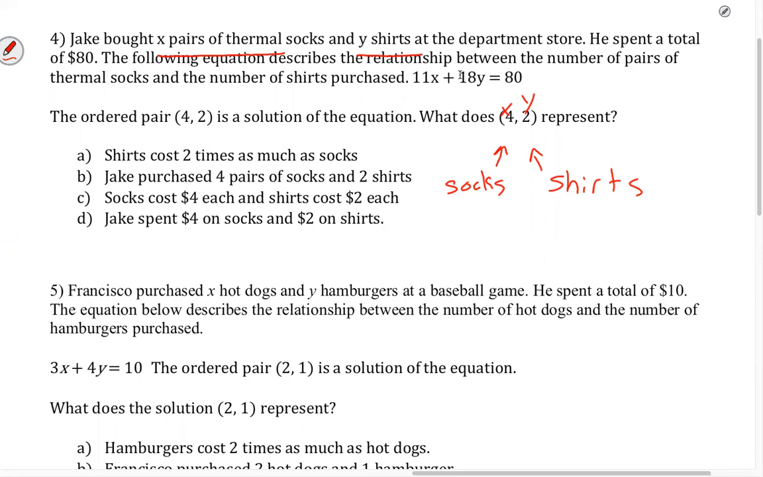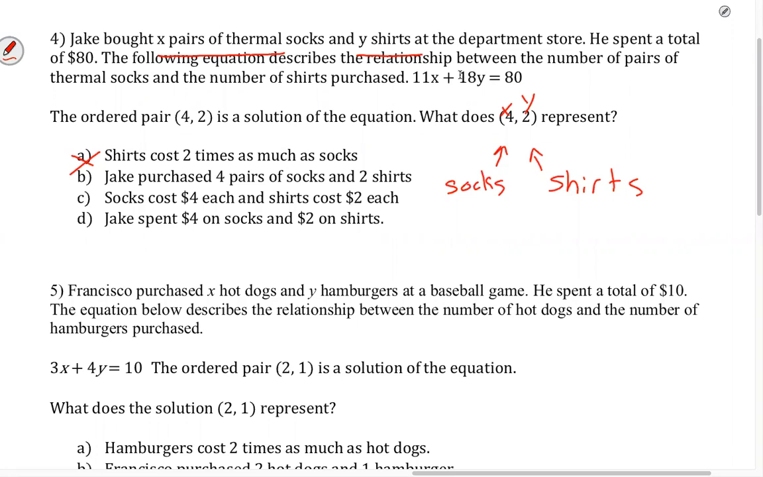So, shirts cost $2. That's a no, because there is no 2 in the problem. It says 2 for shirts. Doesn't mean shirts cost 2 times as much as the socks.